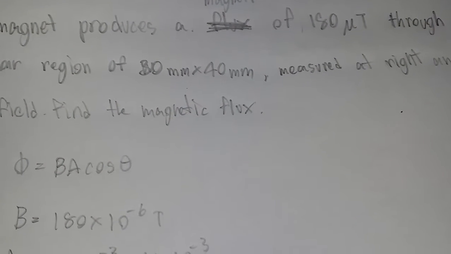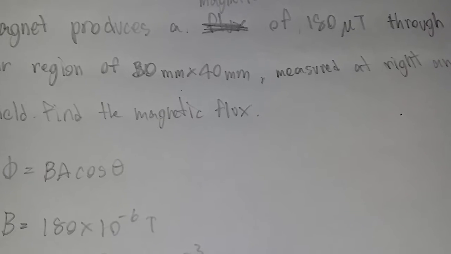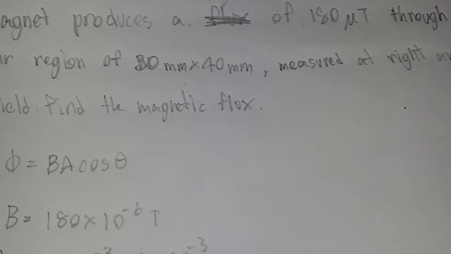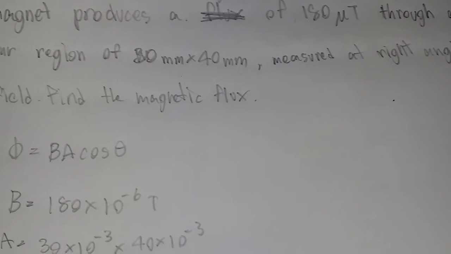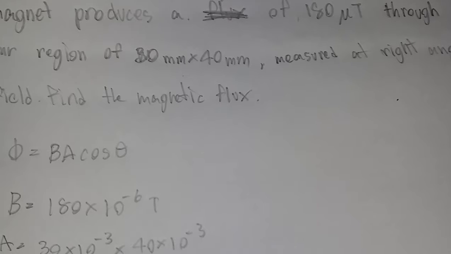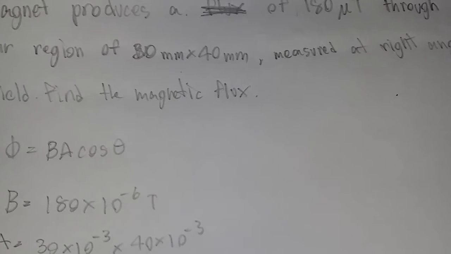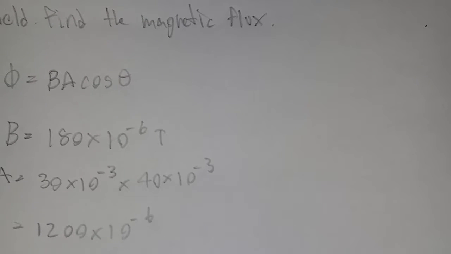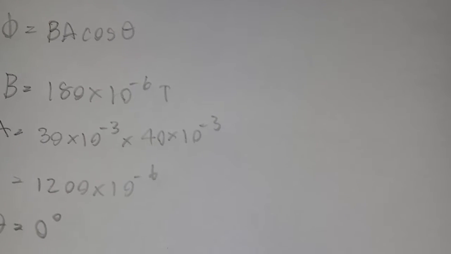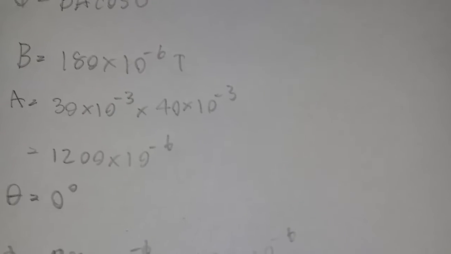Okay, now we are in exercise number 2. The question is: a magnet produces a magnetic field of 180 micro Tesla through a rectangular region of 30 mm times 40 mm, measured at right angle to the field. Find the magnetic flux. First, we write down the equation. The equation is flux equals magnetic field times area times cos angle.